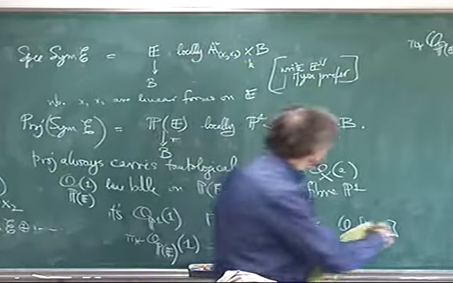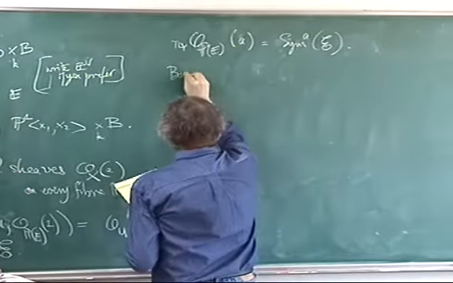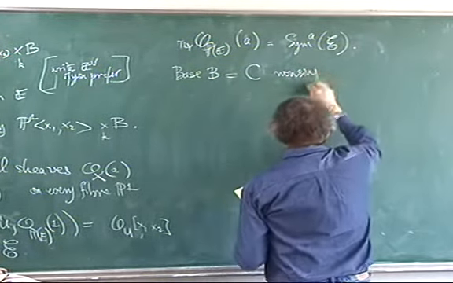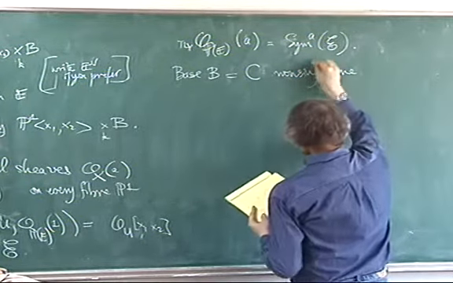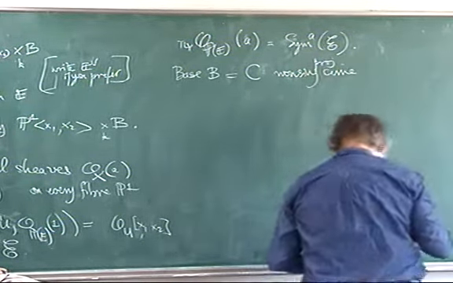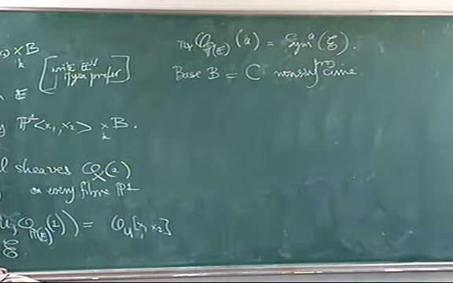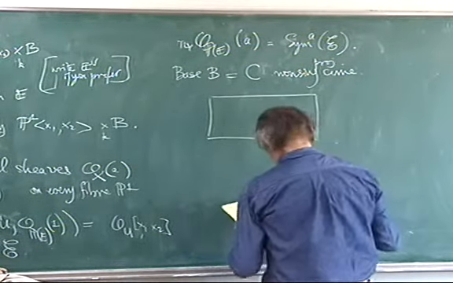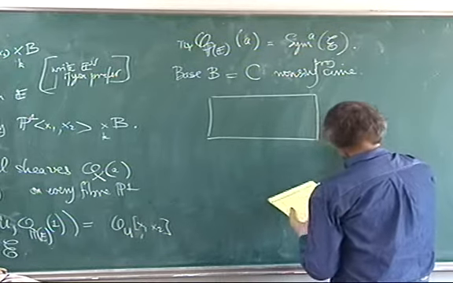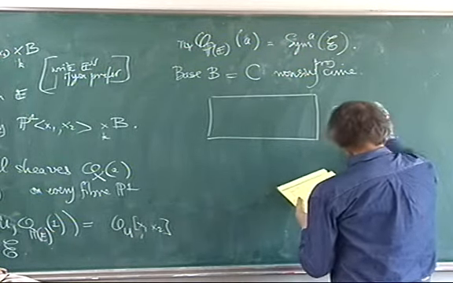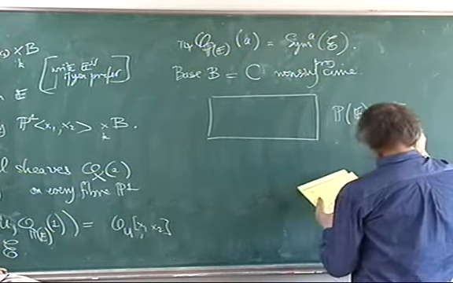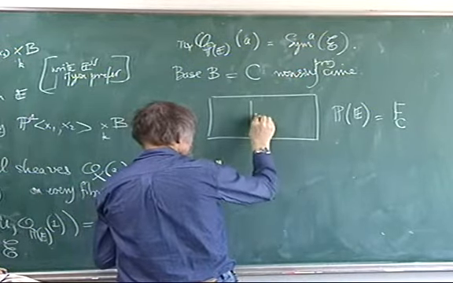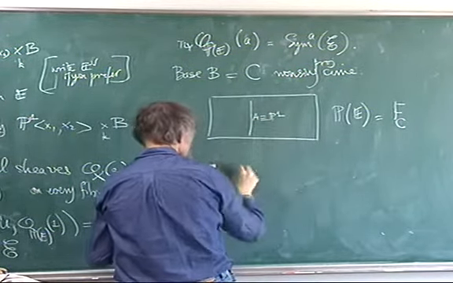So I want to specialize to the case where the base B equals C, a non-singular projective curve. Okay, maybe it could be a singular curve as well, I don't think it makes any difference. So then the picture is sort of like this. I'm going to write P of E as F_C, where F is for surface. It looks like this. Here's the fibre, which is P1, and here's the base C.